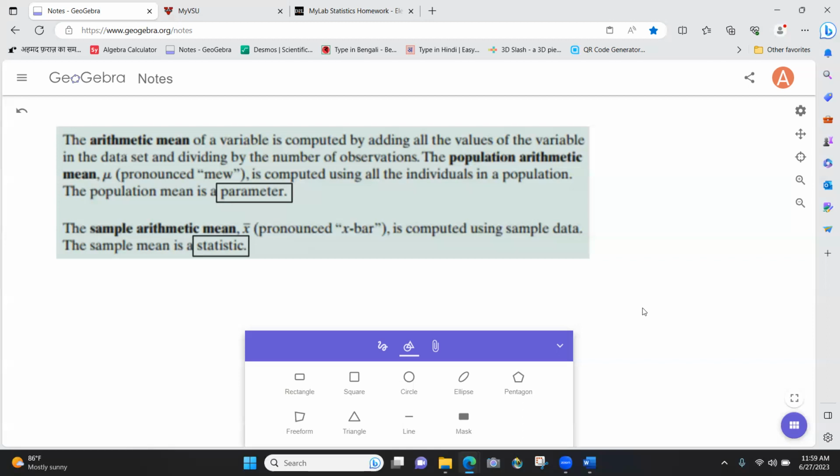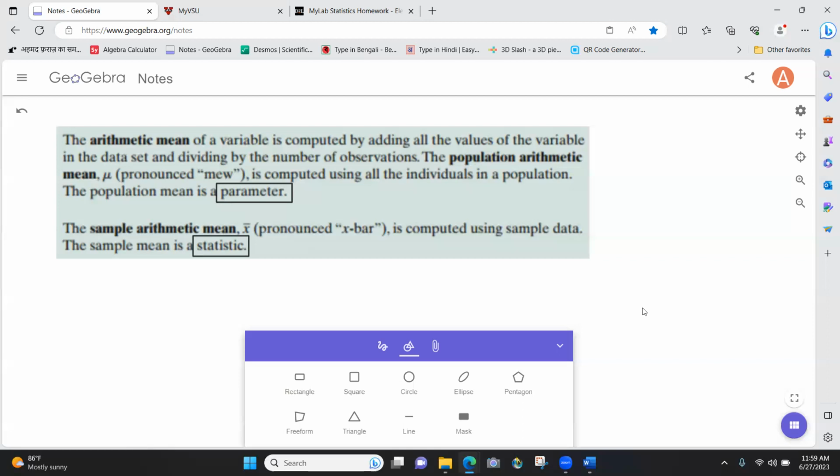A statistic is something we use to learn more about the parameter. Sometimes we won't have access to the parameter. We won't be able to find the exact average weight of the VSU students. It's too expensive or too time consuming. All we can do is weigh 100 people, 50 people, 300 people, and say, okay, we think that's pretty close. That's it. The larger the sample size, the better the statistic is, the closer it is to the parameter.